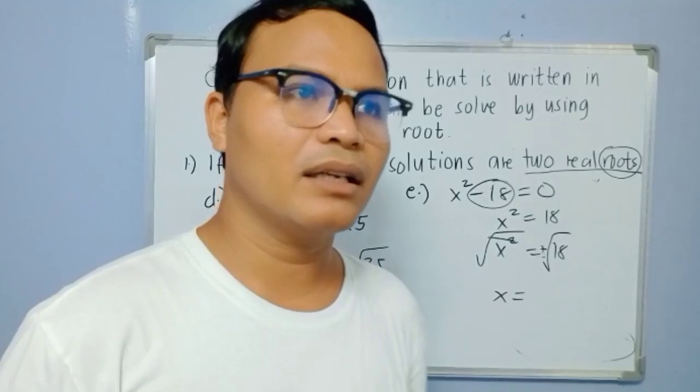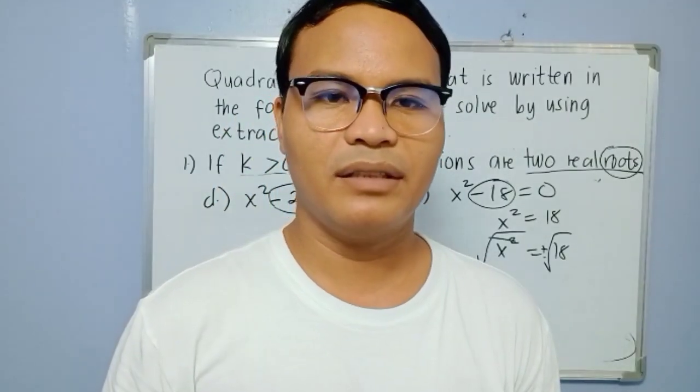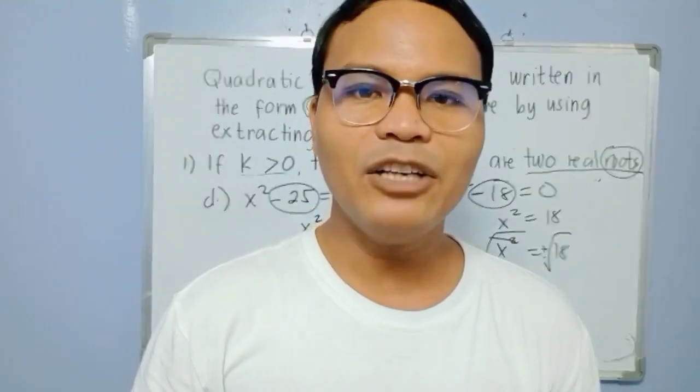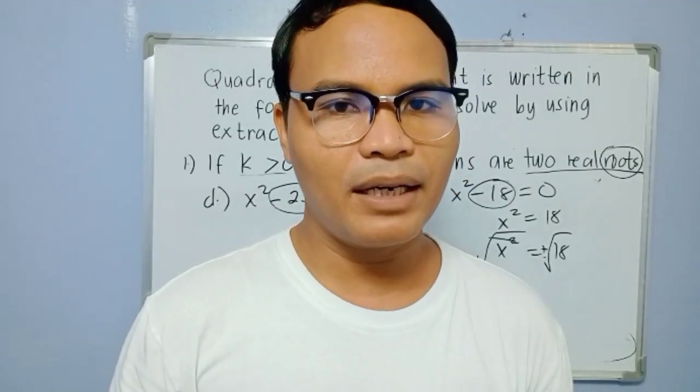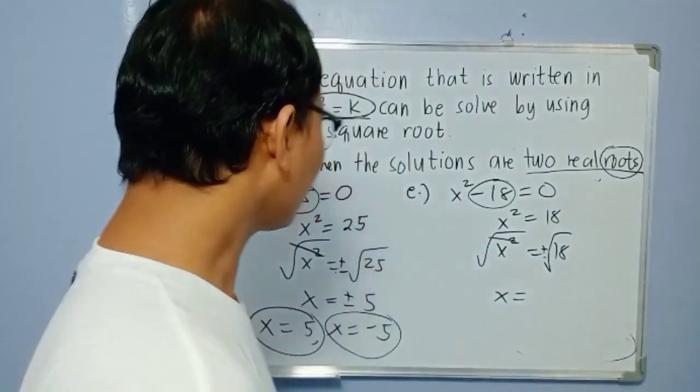So in this topic, we should know what are perfect square numbers. Ang tanong, paano ba natin malalaman kung ang number ay isang perfect square number? Simple lang po.